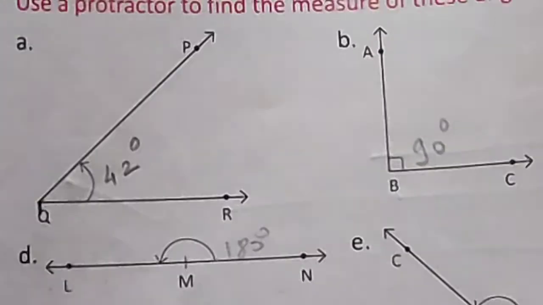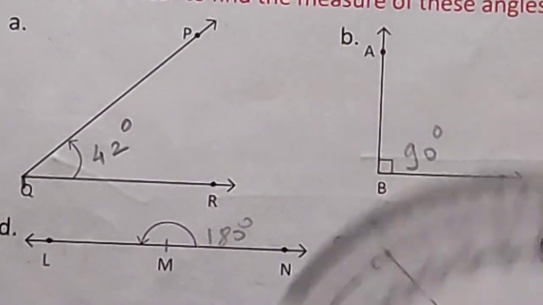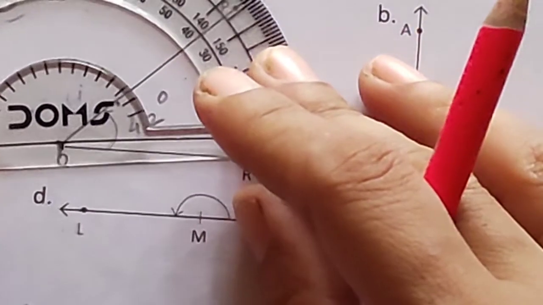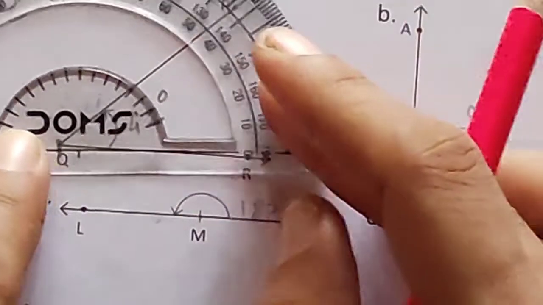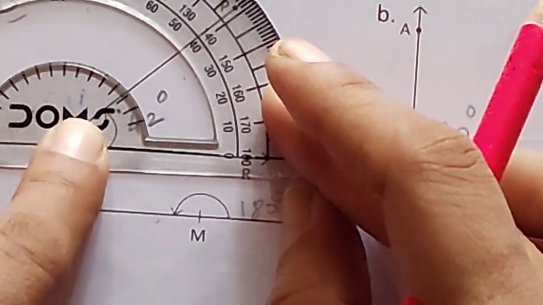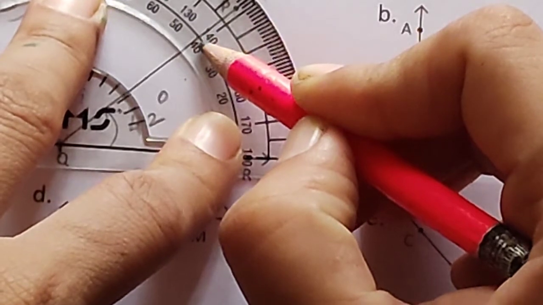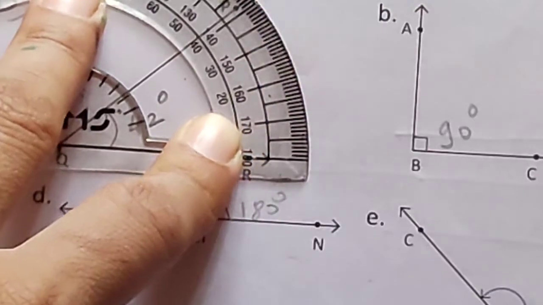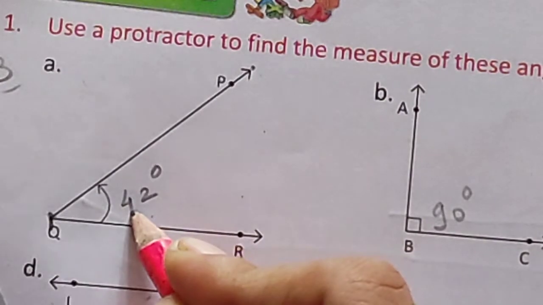Okay, here angles are given. Here I have already written the name, but again we measure the angle. See, this is your protractor. This is point Q. You have to put your protractor's center point on Q and the baseline on this line segment. Now you have to measure. See, this is 40. After 40, 41 and here is the point, that is 42. So the measurement of this angle is 42 degrees.